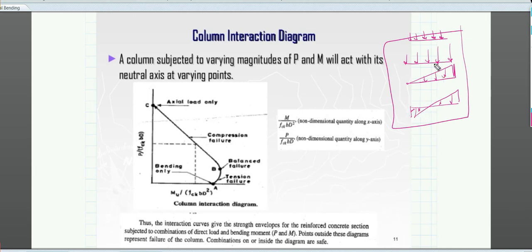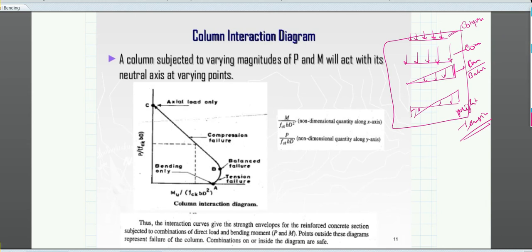We are talking all about the column. This column is definitely going to fail by compression, this column is also going to fail by compression, this will also fail by compression, but this will be a balance failure, and this might fail by tension. Okay, so all these conditions that we have discussed so far can be summarized within this particular graph.